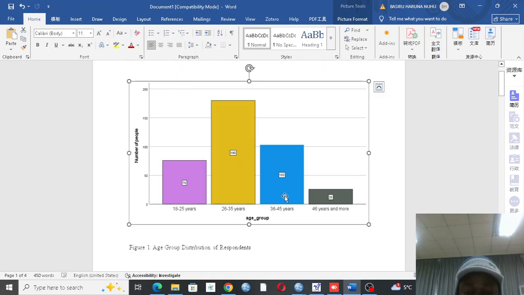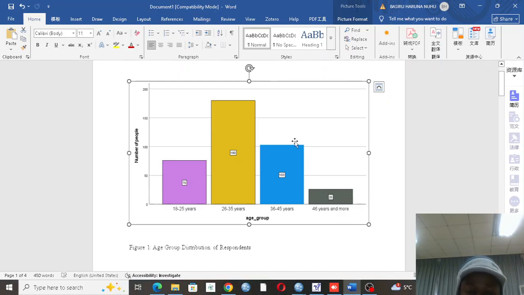followed by those within the age group 36 to 45 years, and then 18 to 25 years, and then few are more than 45 years. That means from 46 and above.